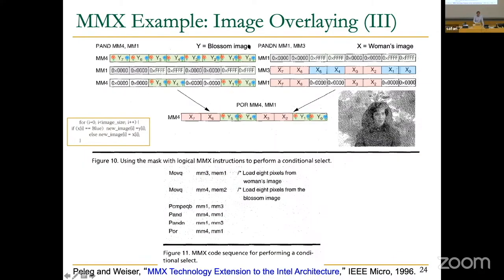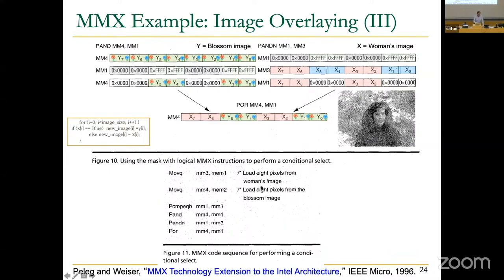And hopefully, because of the way we have constructed the program, in the final 8 pixels of the image, you have the blossom image in places that were blue in the original image, and you have the original image in places that were not blue in the original image. That's the idea, okay? So you can do this essentially with this instruction sequence.